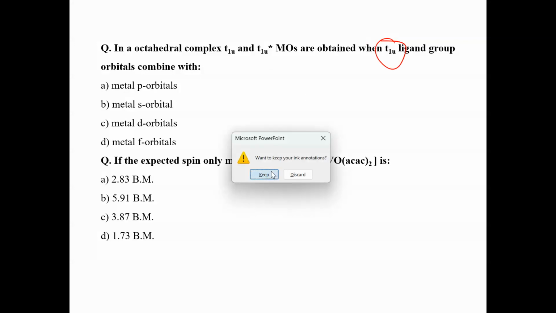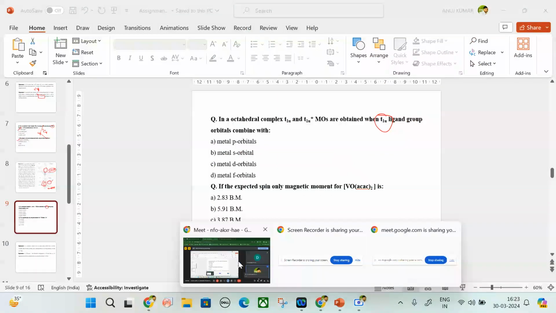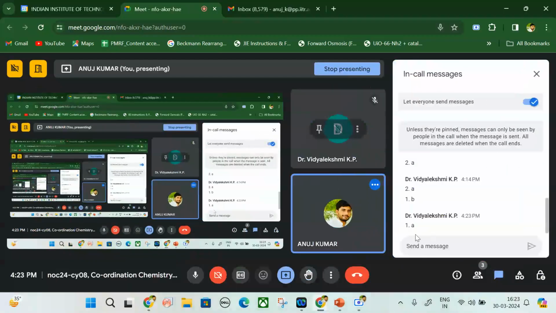So the next one: in an octahedral complex, the T1U and T1U star antibonding molecular orbitals are obtained when the T1U ligand group orbitals combine with metal p orbitals. You have to identify the symmetry, which symmetry is matching with this T1U group.